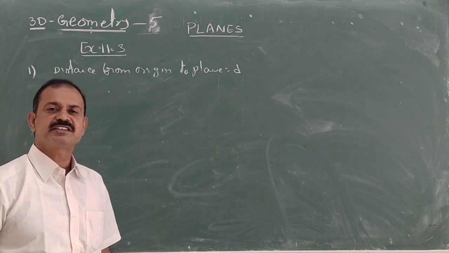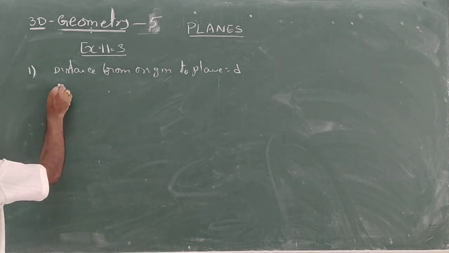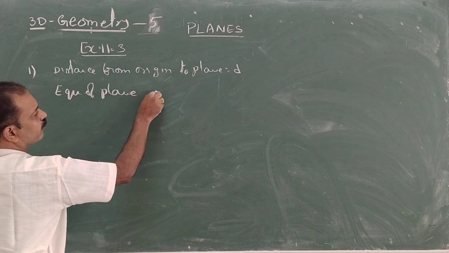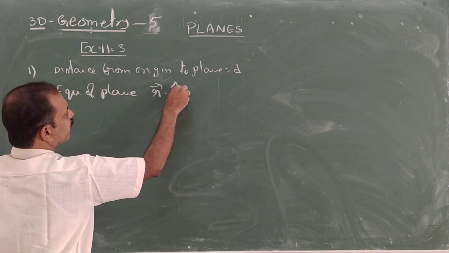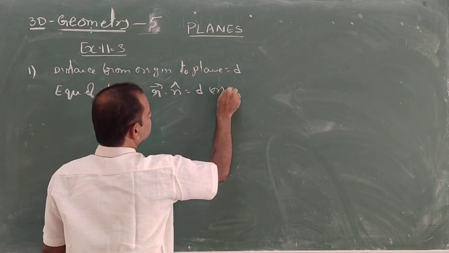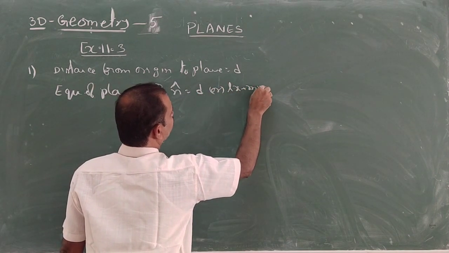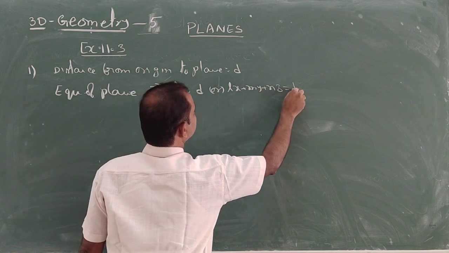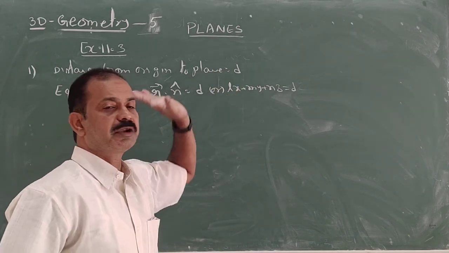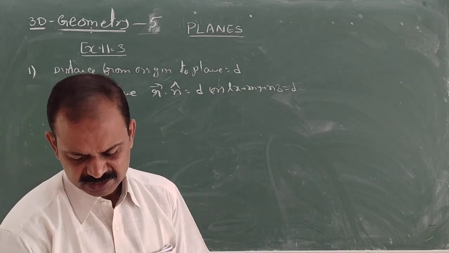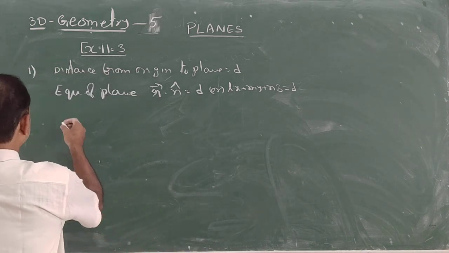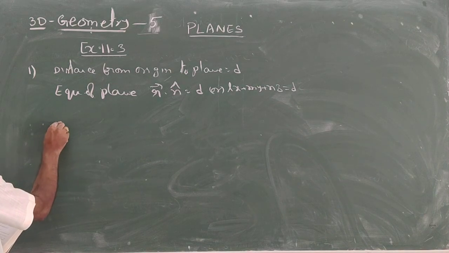When d is given, distance is given, then the equation of the plane must be of the form r dot n cap is equal to d, or it should be of the form lx plus my plus nz is equal to d. So this must be either in vector form or in Cartesian form. Now in this, all are given in Cartesian form. So let me take one or two problems and the rest you can do.